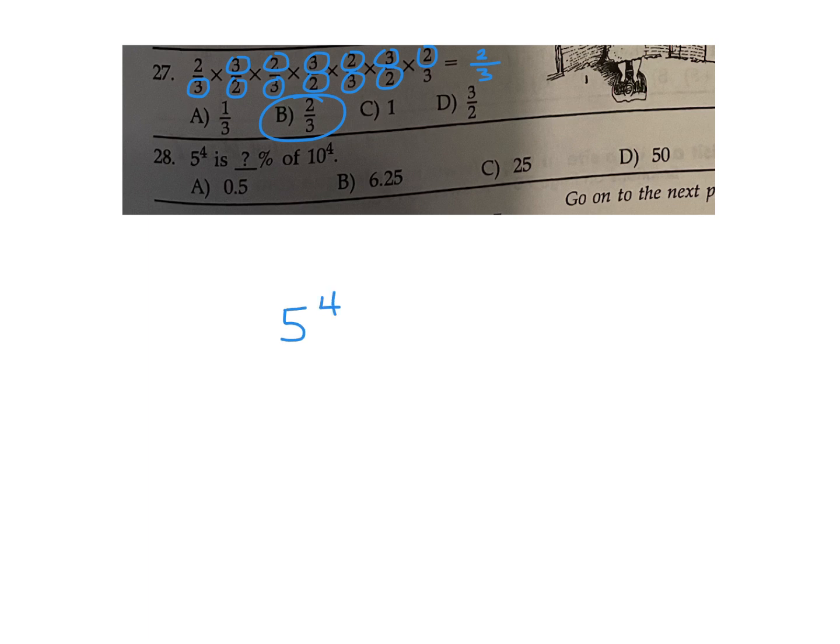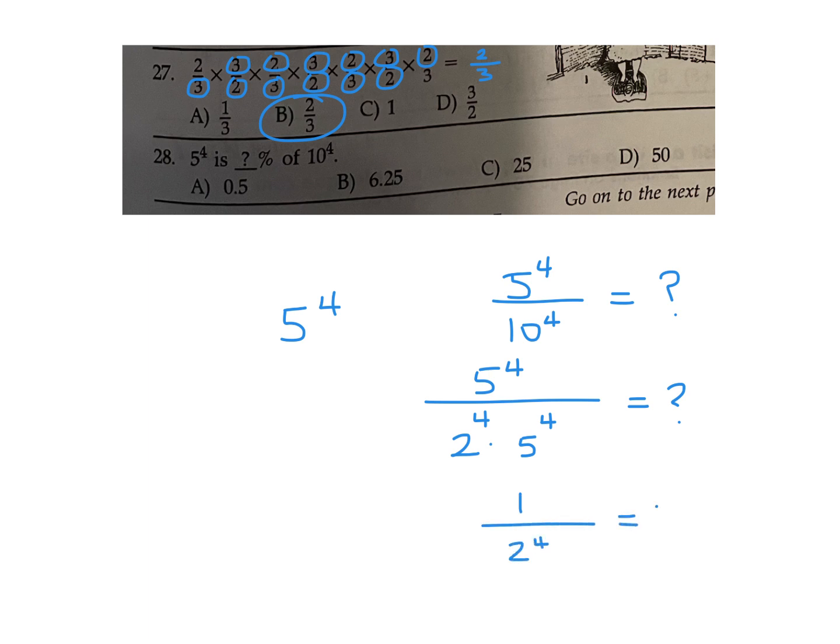5 to the power of 4 is how many percent of 10 to the power of 4? So I guess what you have to do is take 5 to the power of 4 and divide it by 10 to the power of 4 to get that percentage. Okay. Well, 10 to the power of 4 breaks up into 2 times 5, each to the power of 4, correct? So all we really have is 1 over 2 to the power of 4, which is 1 over 16. And in terms of a percentage, that would be 6.25. So B is the answer.